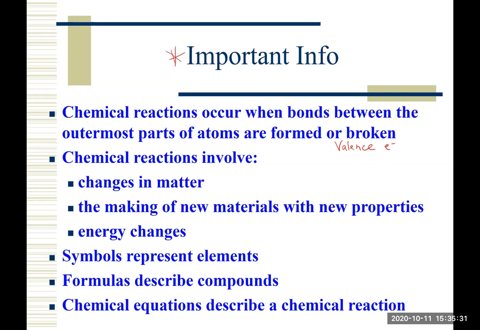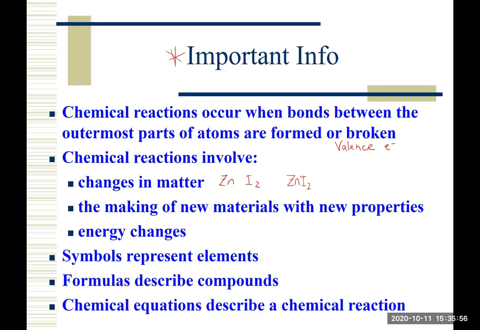Chemical reactions involve changes in matter. And so if you think about the first reaction that we looked at, zinc and iodine were both solids, and the products evolved gas. So when we formed the zinc iodide, we evolved some gas. That was a change in the state of matter.